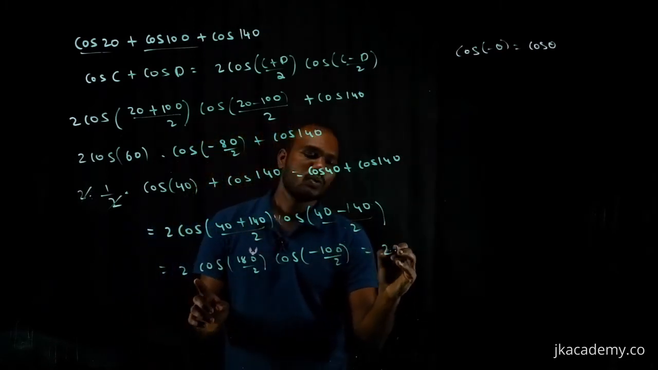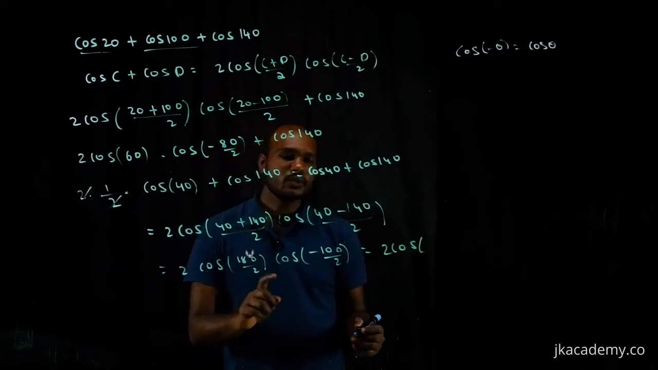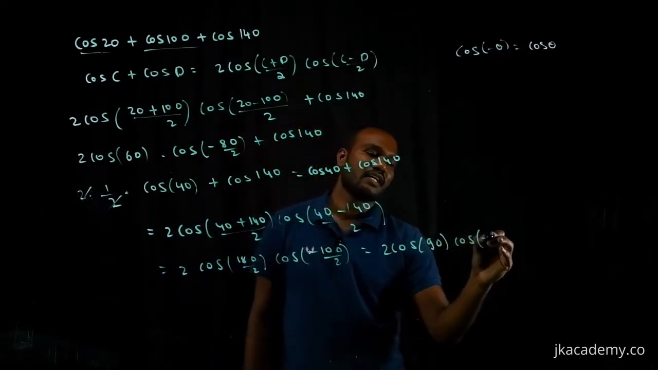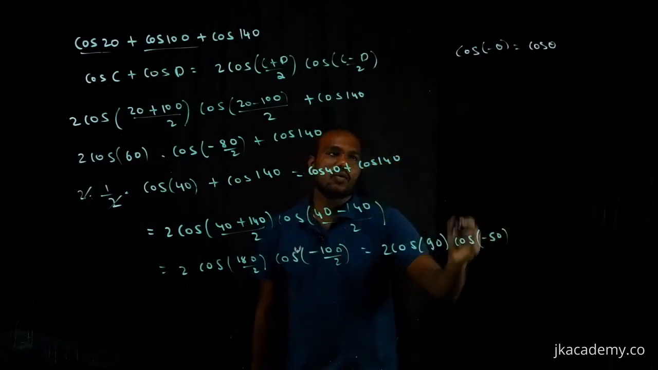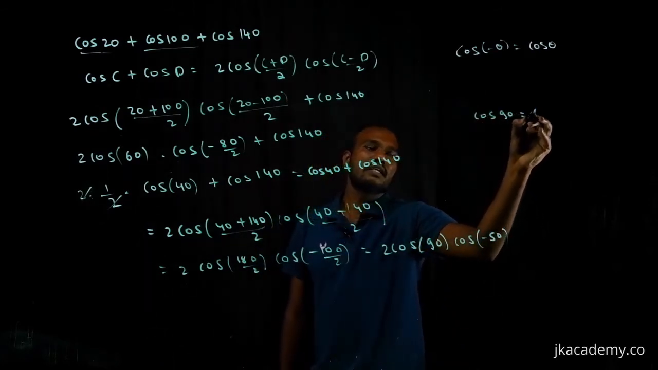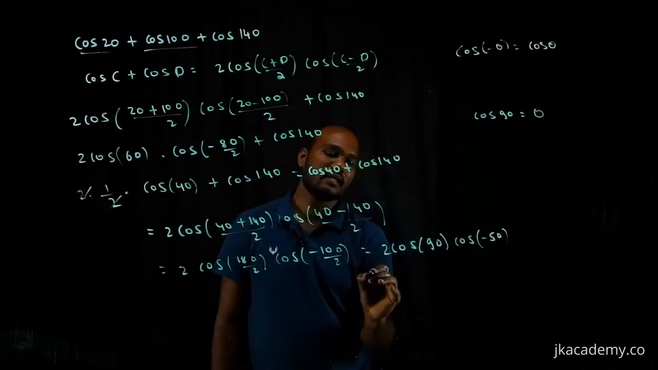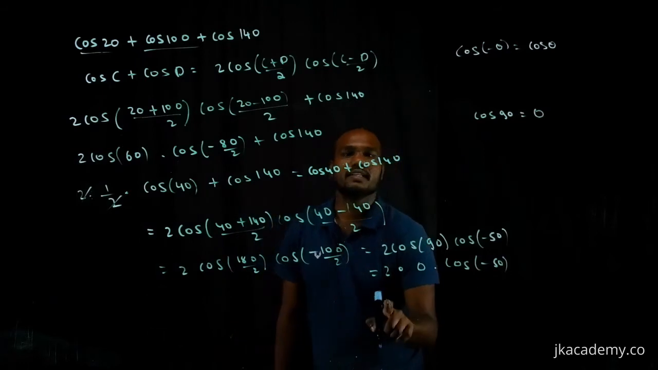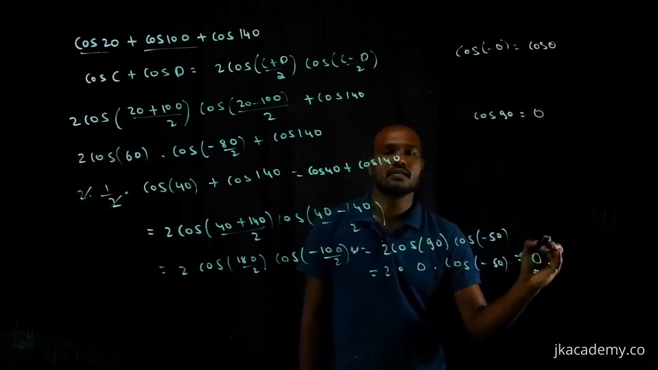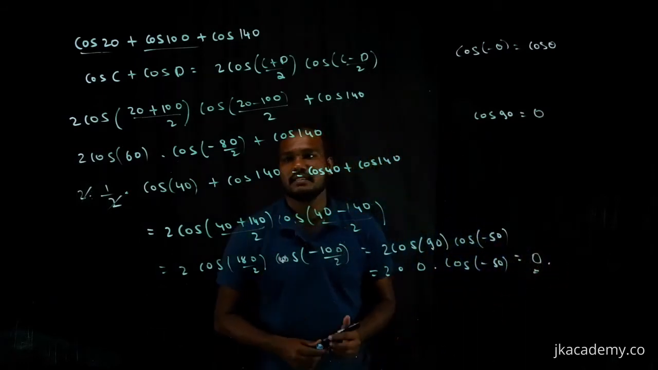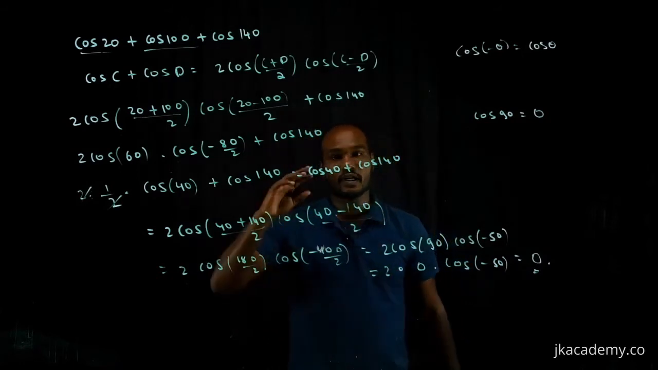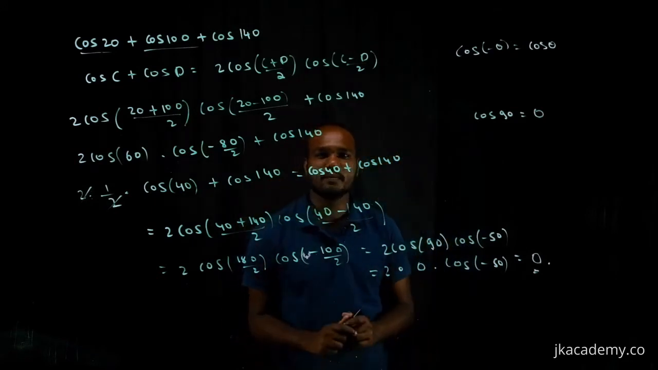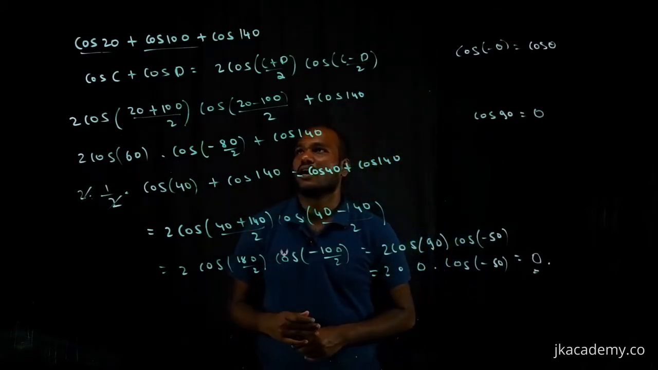See here now, 2 cos 180 by 2 is 90, cos minus 50 degree. See here, cos 90 degree is what? 0. So this will become 2 times 0 times cos minus 50. So 0 into anything becomes 0. So this whole thing becomes 0. Is that good? The two formulas that you need to remember to solve this question are this and this. It's one of the most important questions because it has come for several years.